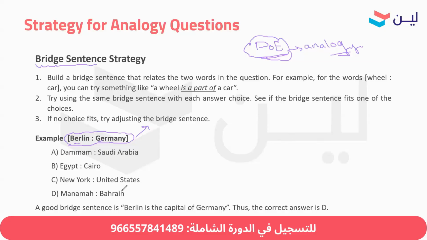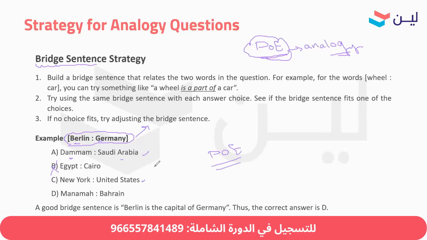Good. Now let's look at the choices. We find that Dammam is in Saudi Arabia. Yes, it could be, right? Maybe, but we don't rush to solve. We have to complete. Egypt to Cairo: this is incorrect. New York is in the United States: could be, because New York is in the United States. And here we have Manama to Bahrain. So which one is correct here? This is what we will do now: we will use the process of elimination. Once I say POE, it means the process of elimination.